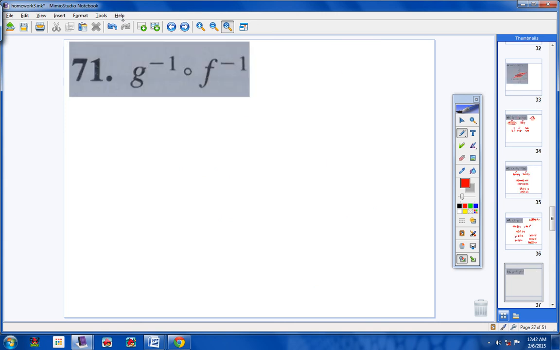Alright, number 71. Let's take a look at our two functions here that they have for us. f of x is x plus 4, and g of x is 2x minus 5. Now they want us to find the inverse of g and the inverse of f.